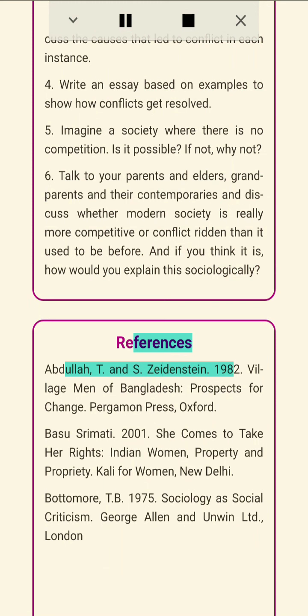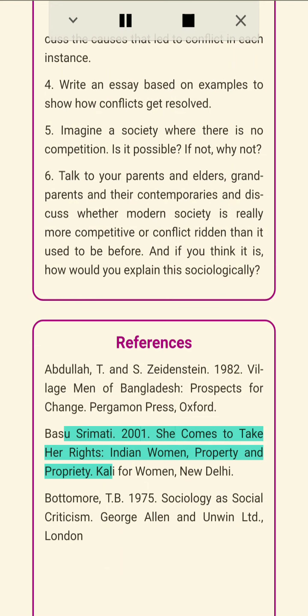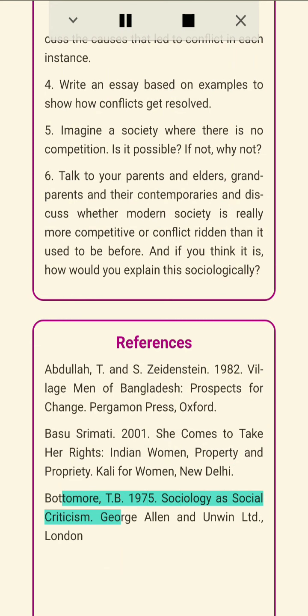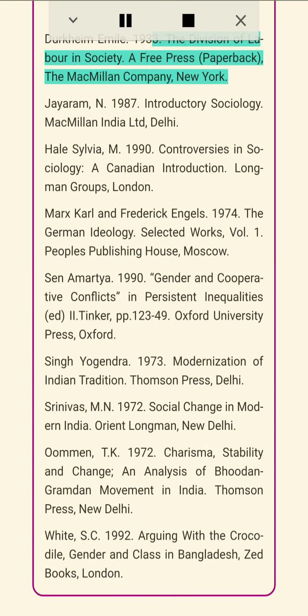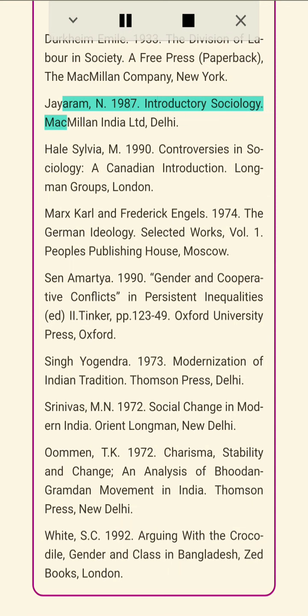References. Abdullah, T. and S. Seidenstein. 1982. Village Men of Bangladesh: Prospects for Change. Pergamon Press, Oxford. Basu, Srimati. 2001. She Comes to Take Her Rights: Indian Women, Property and Propriety. Kali for Women, New Delhi. Bottomore, T.B. 1975. Sociology is Social Criticism. George Allen and Unwin Limited, London. Durkheim, Emile. 1933. The Division of Labor in Society. A Free Press paperback, The Macmillan Company, New York.